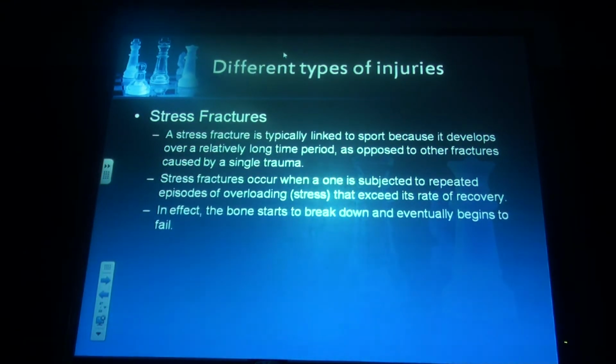Stress fractures occur when one is subjected to repeated episodes of overloading stress that exceeds its rate of recovery, meaning if it's there and you continue to put pressure on it, a lot of times like in running, because you keep going, it just doesn't seem to get any better. In fact, it gets worse because it can't heal itself. In effect, the bone starts to break down and eventually begins to fail, once again, because it can't heal.